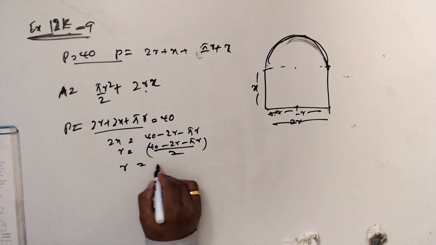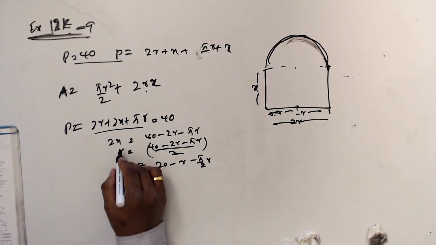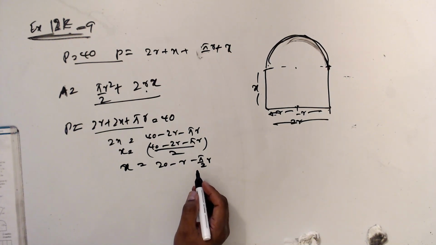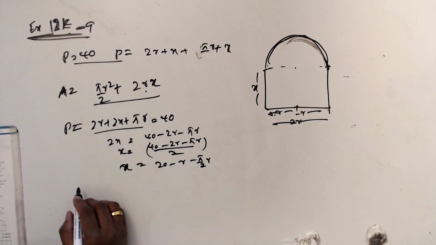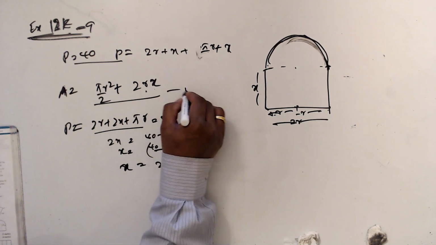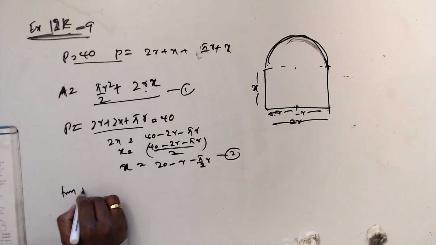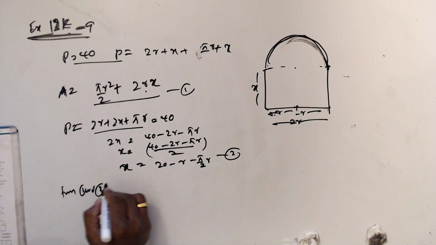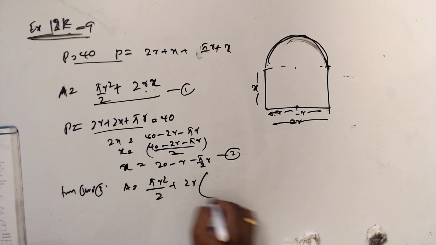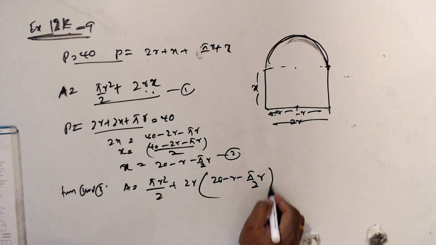Okay, I will divide by R: X equals 20 minus R minus (pi/2)R. We'll substitute here, so we need to write it properly. Basically this is equation 1 and this is equation 2. From 1 and 2, A equals pi/2 R square plus 2R times what is the X value? 20 minus R minus pi by 2 R.